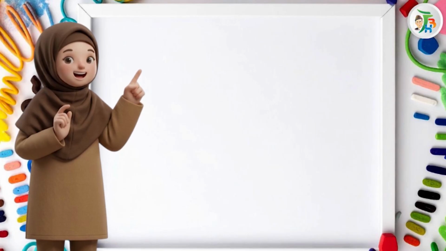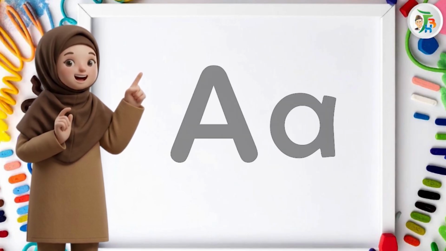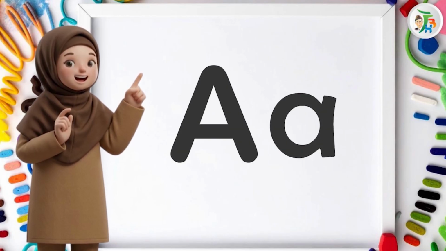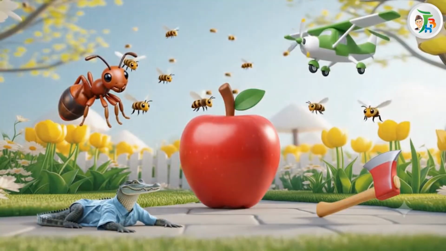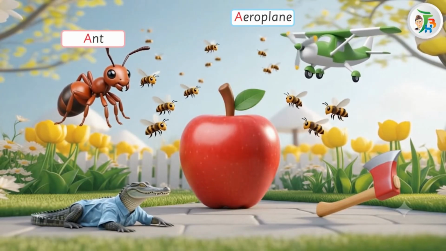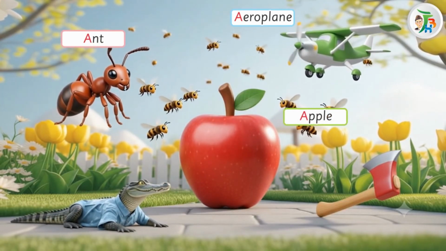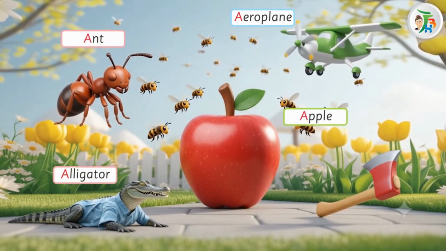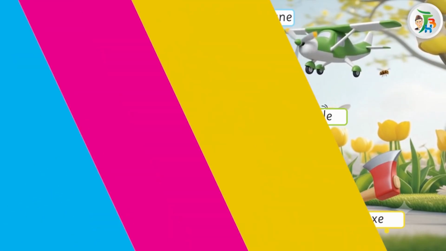Children, today we are going to learn the letter A. Let's look at the picture and learn the words that start with the letter A. A for aeroplane. A for ant. A for apple. A for alligator. A for axe. This is the letter A.